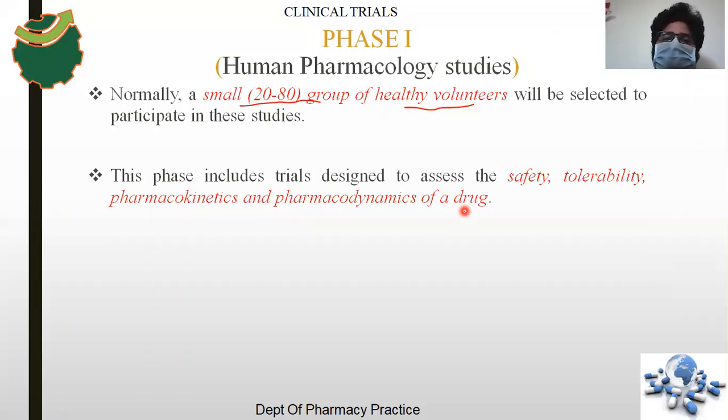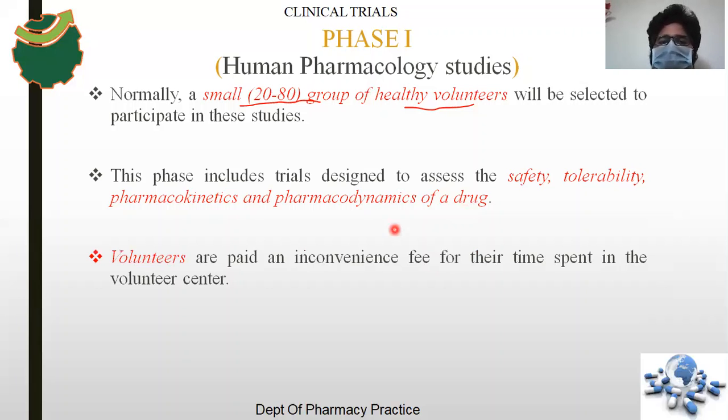We don't get those in humans. So to get those things in humans, we'll do phase one. What we'll do is extrapolate the dose from animal to human. Supposing 1 gram is a safe, tolerable dose in animals, we'll start with 2 grams in humans. It's a dose calculation we'll be doing. We'll extrapolate the dose and then use it in humans to find out these parameters.